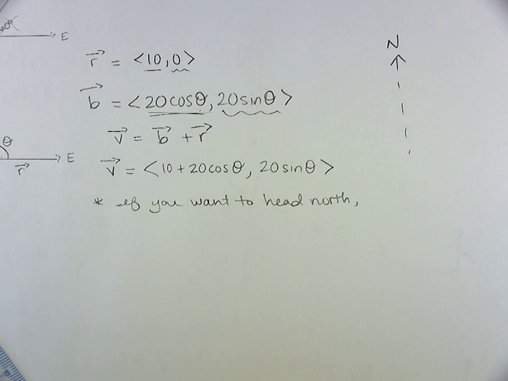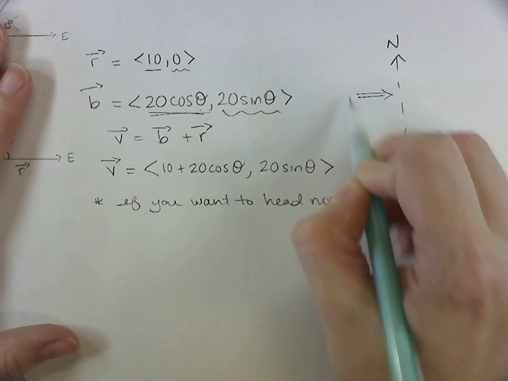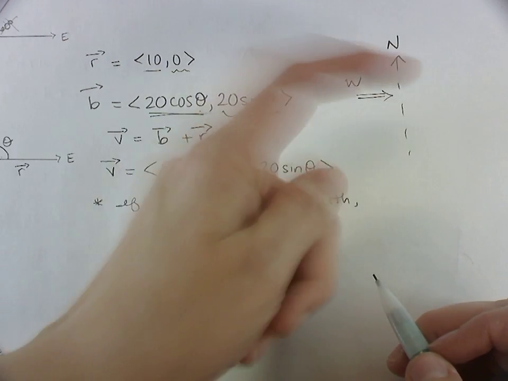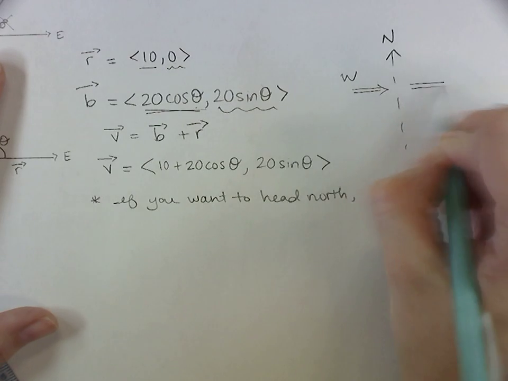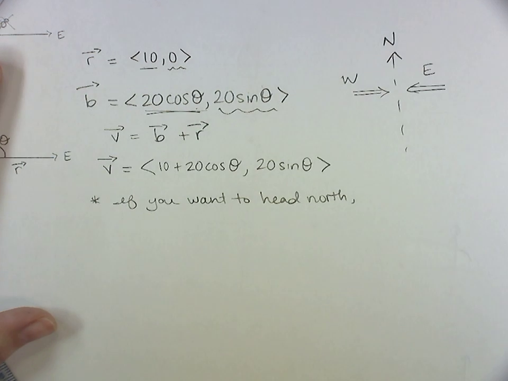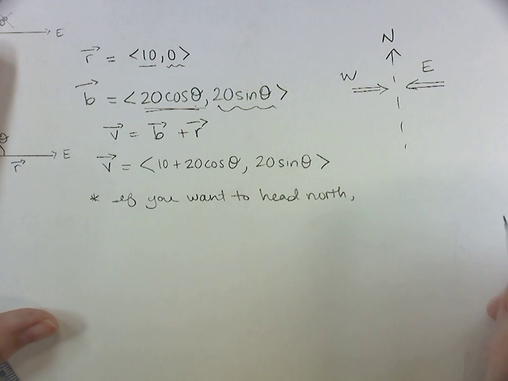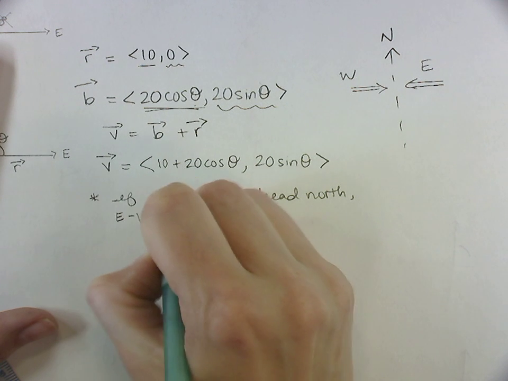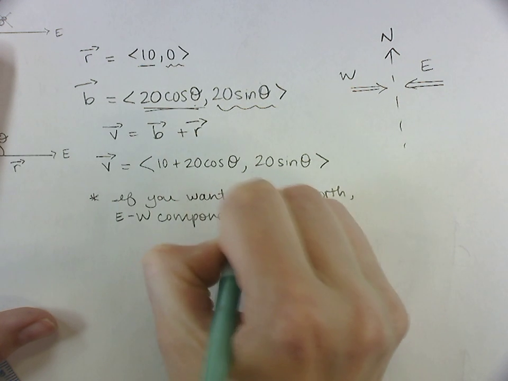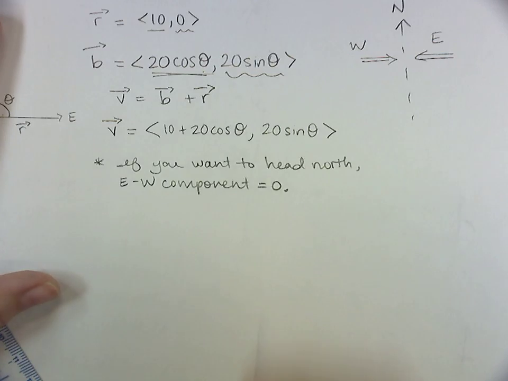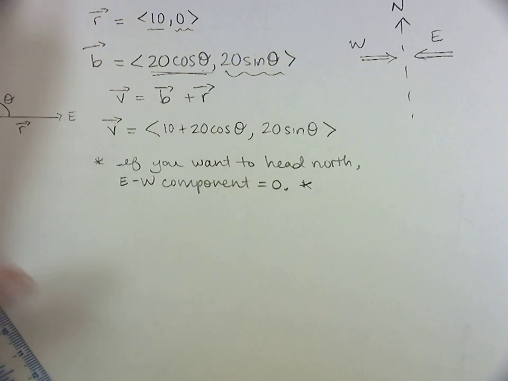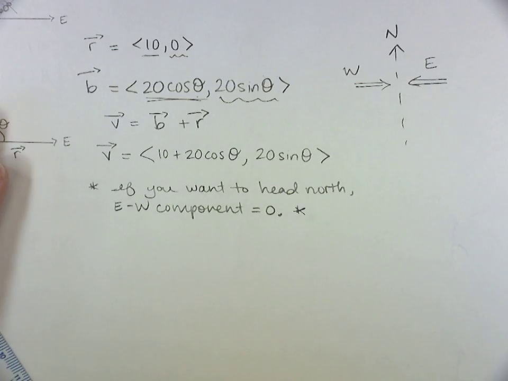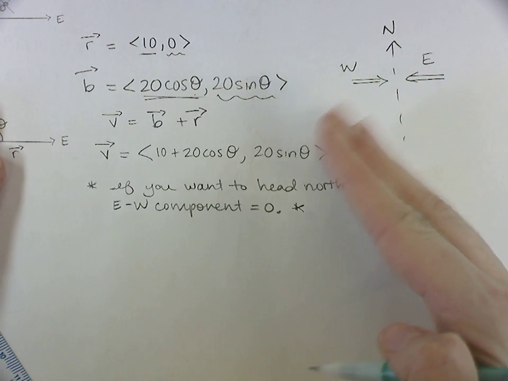What type of forces would push me away from heading north? East or west? East and west, right? Because if I'm getting a wind from the west, it's going to push me towards the east. And if I get a wind from the east, it's going to push me towards the west. So that means that my east and west component I want to be 0. Because if my east and west component is 0, then I'm going to be headed north and there's no force that's going to push me off of my track.